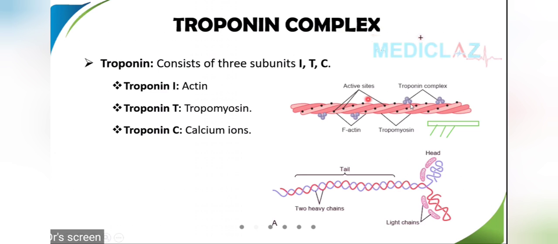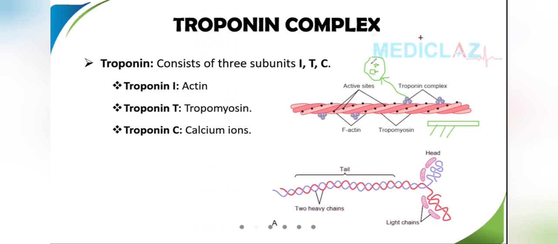Troponin T will go and bind to the tropomyosin molecule. This troponin C will bind calcium ions. So before that, I told you the calcium ions have to come from the sarcoplasmic reticulum into the sarcoplasm through the ryanodine receptor. This calcium now will come and bind to this troponin C.